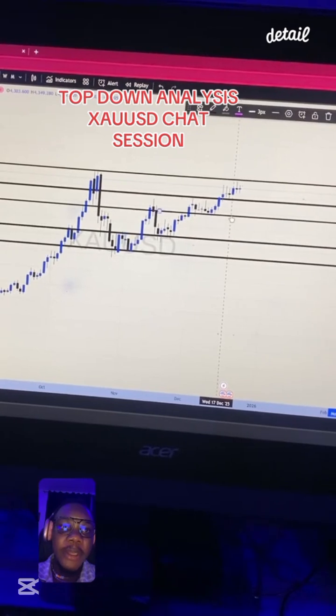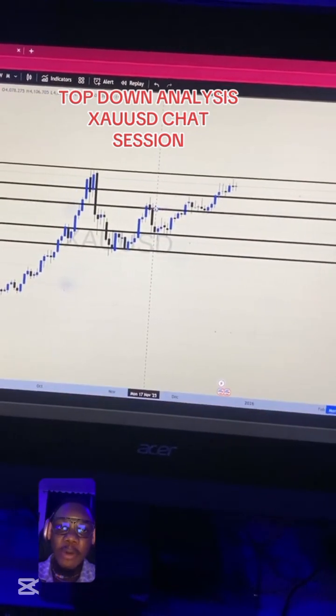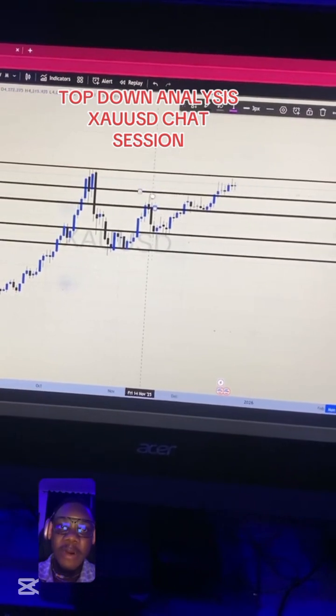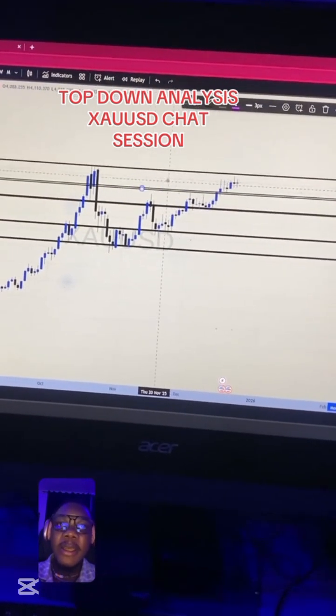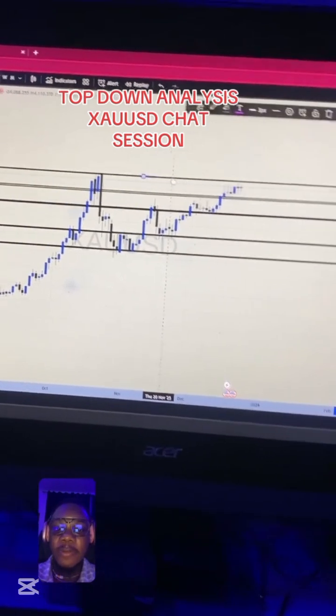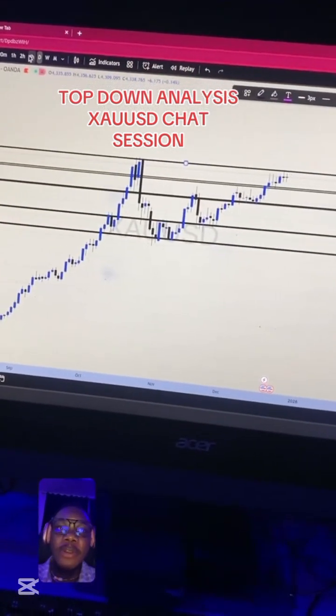You don't predict. You don't trade what you feel. You trade what you see. That's why it's called price action. It's what you see, price has done. You just mark it out. Then from the daily, since it's top-down analysis, you start from the higher time frame, going down to the lower time frame.